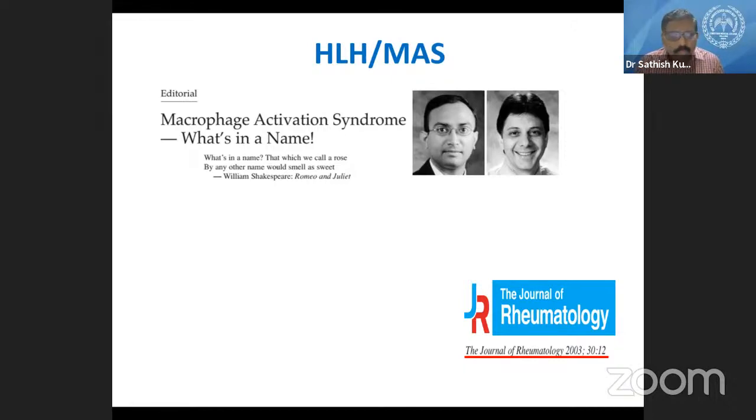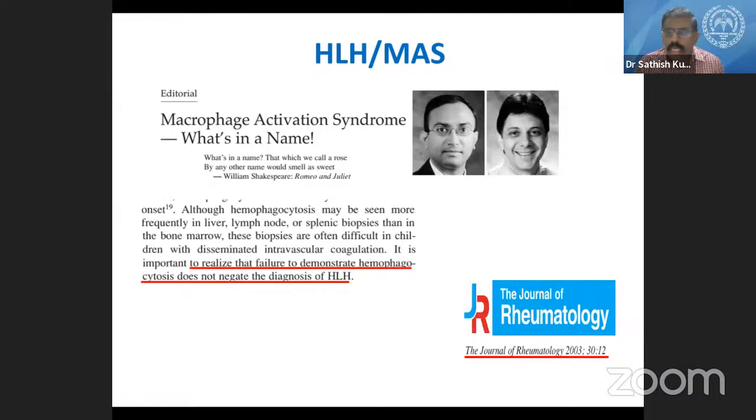Schneider about the macrophage activation syndrome. That's a time when rheumatologists started to think about macrophage activation syndromes. He said, what is the name? You call HLH or MAS. In that paper in 2003 in the Journal of Rheumatology, he said to realize that failure to demonstrate hemophagocytosis does not negate the diagnosis of HLH.